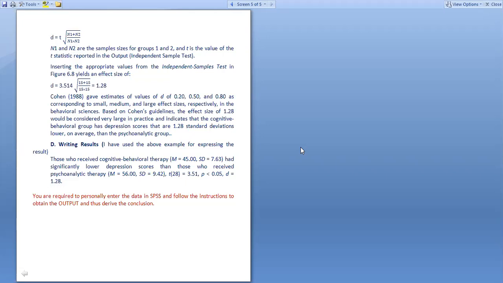Now, those who received cognitive behavioral therapy, M is equal to 45, standard deviation 7.63, had significantly lower depression scores than those who received psychoanalytic therapy, M is equal to 56, standard deviation of 9.42. And T value at 28 degrees of freedom is equal to 3.51 with significance less than 0.05, at D value of 1.28. So that's there, and we have done this question.